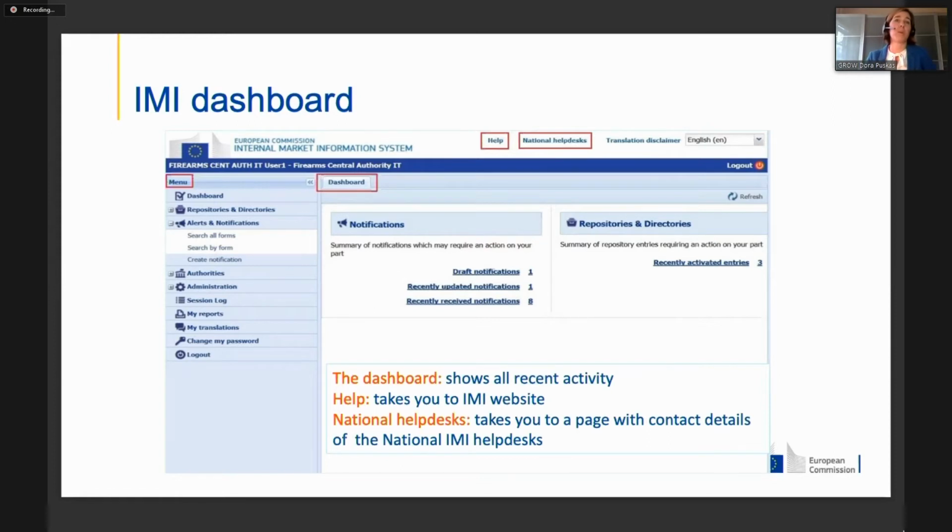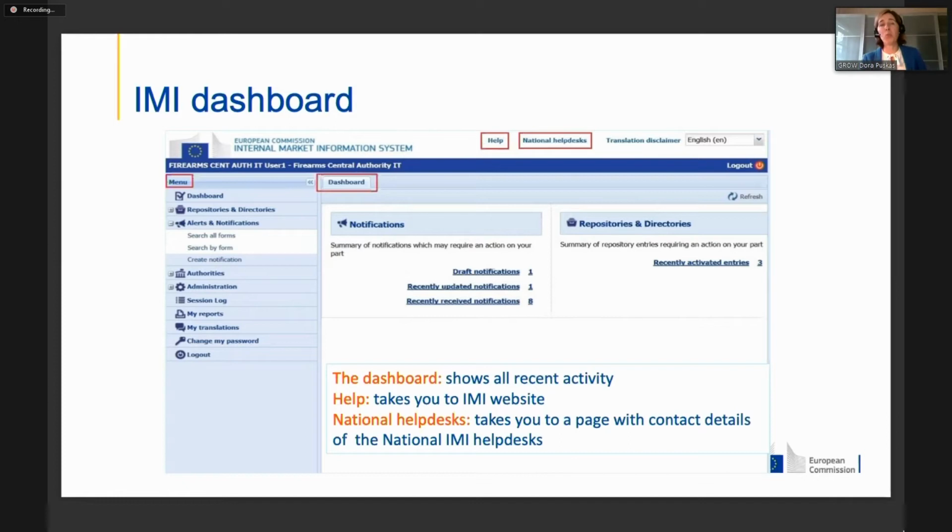Furthermore, you also have the options where you can do the necessary administration of your authority. You have the My Reports menu option, where you can find your reports and printouts, and My Translations. You can also change your password easily.